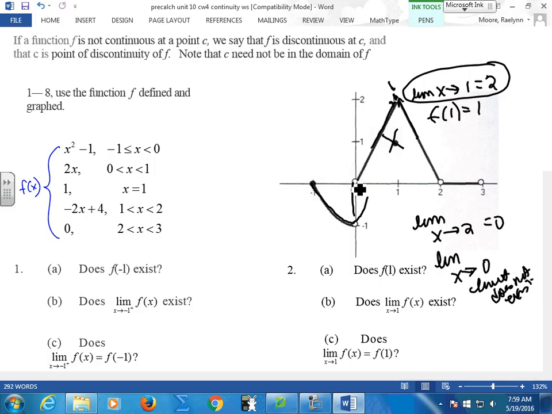So do we kind of see what I like about this diagram? They're a little bit redundant here and there, in the things that they're asking, but I do like this diagram. How about at 3? Which side am I approaching from?